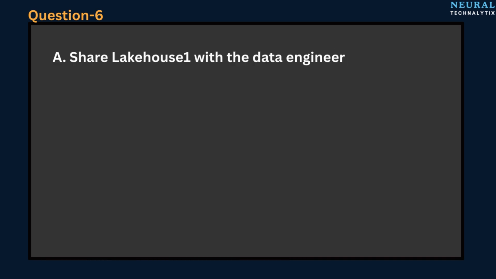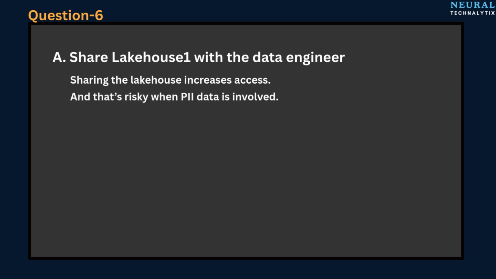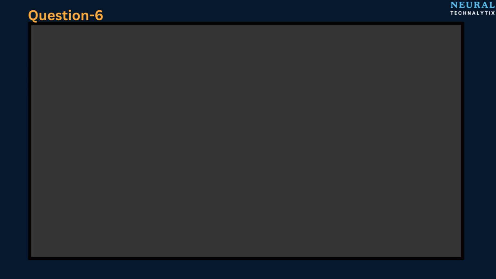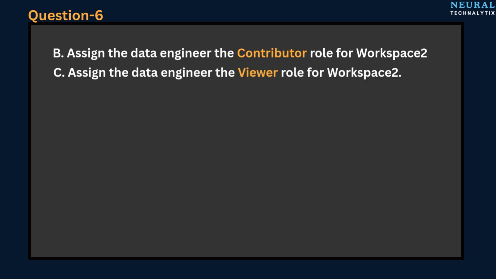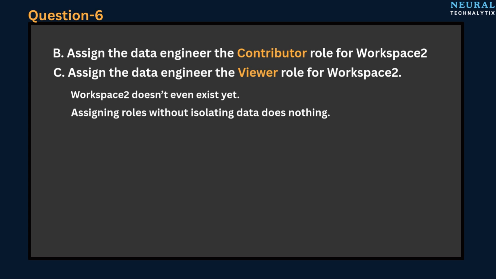Option A, share Lakehouse 1. Sharing the Lakehouse increases access, and that's risky when PII data is involved. This does not provide isolation, so we eliminate this option. Next, options B and C, contributor or viewer for Workspace 2. But here's the problem. Workspace 2 doesn't even exist yet. Assigning roles without isolating data does nothing, so these options alone are insufficient.